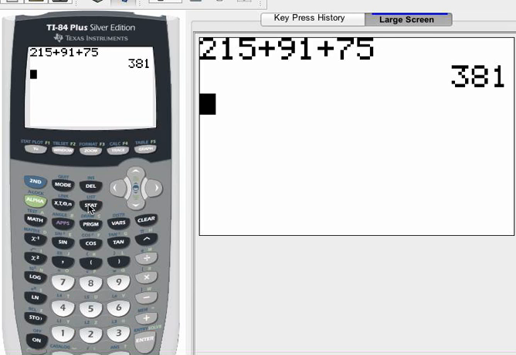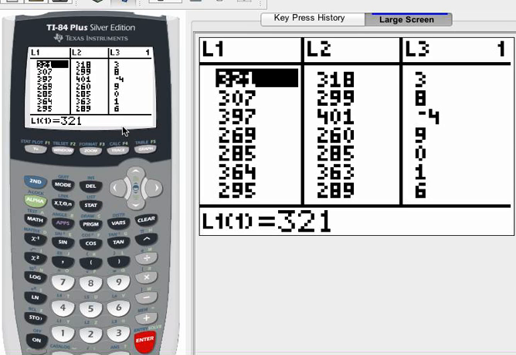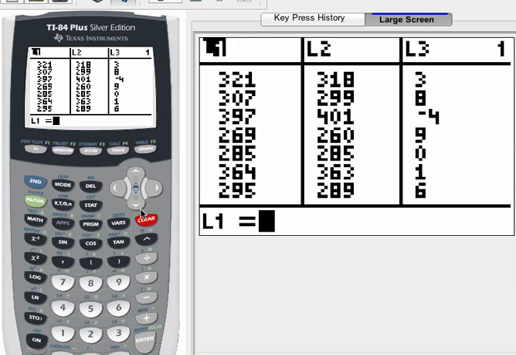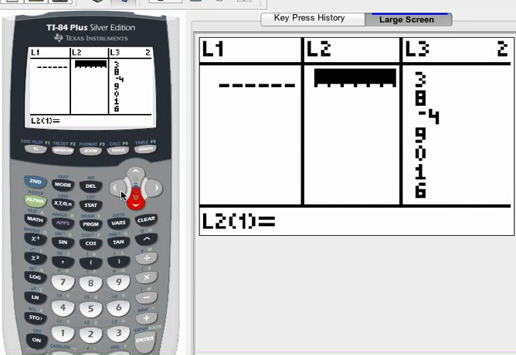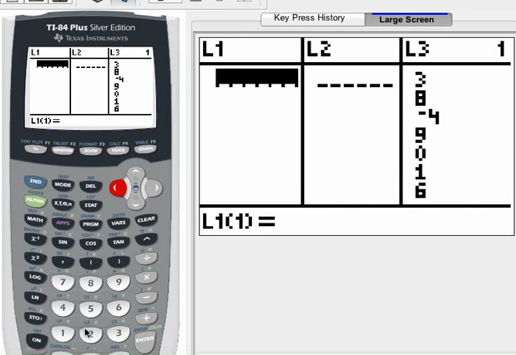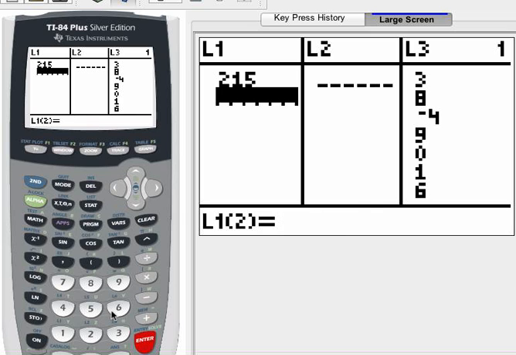There are 381. So I'm going to clear out what I have in list 1 and in list 2. So in list 1, I will put the observed counts. That's the 215. And that is the 91 and the 75.